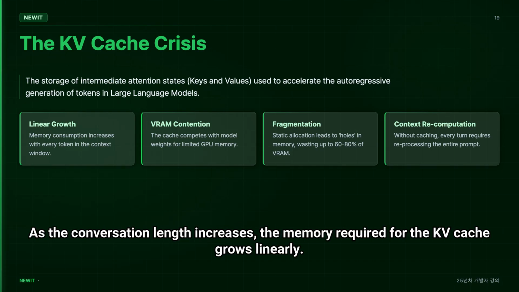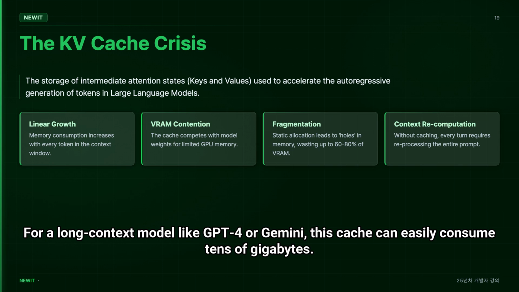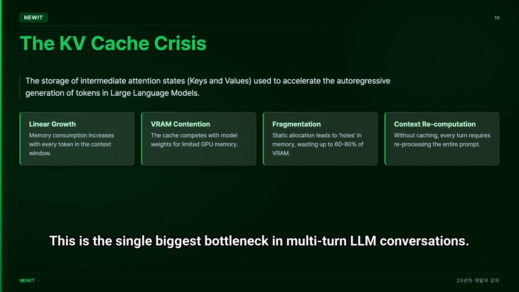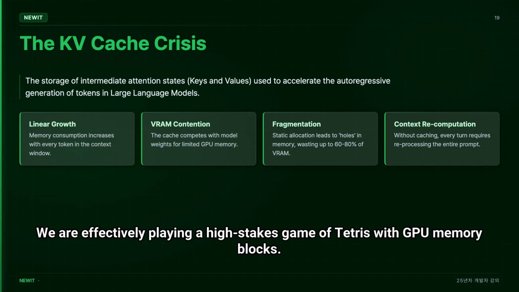As the conversation length increases, the memory required for the KV cache grows linearly. For a long context model like GPT-4 or Gemini, this cache can easily consume tens of gigabytes. In a multi-user environment, if every single request starts its own cache from scratch, the GPU memory will be exhausted almost instantly, leading to out-of-memory errors even when the model weights themselves fit. This is the single biggest bottleneck in multi-turn LLM conversations. We are effectively playing a high-stakes game of Tetris with GPU memory blocks.